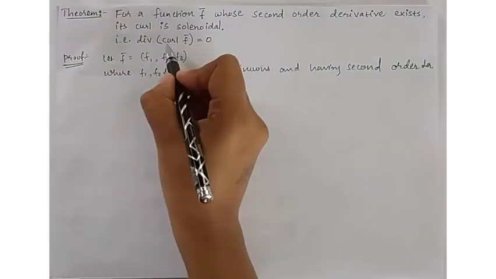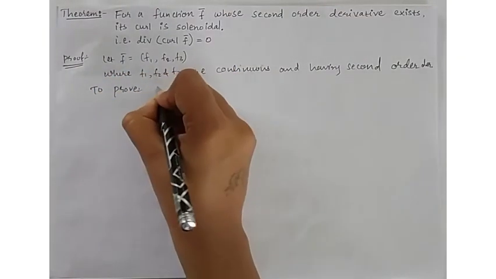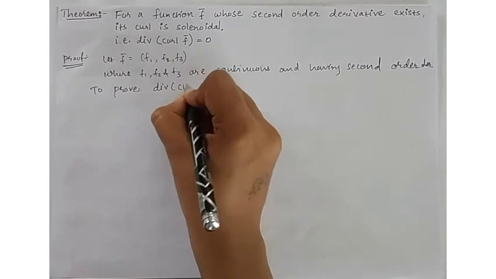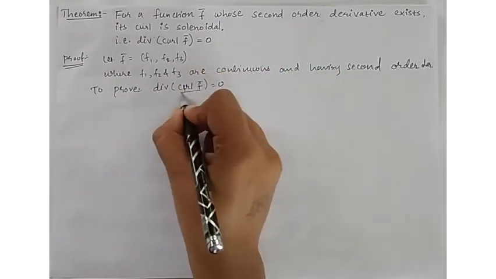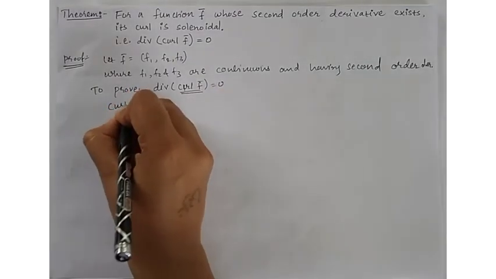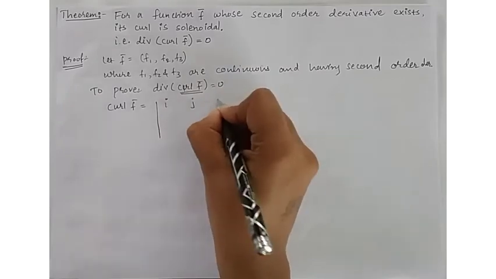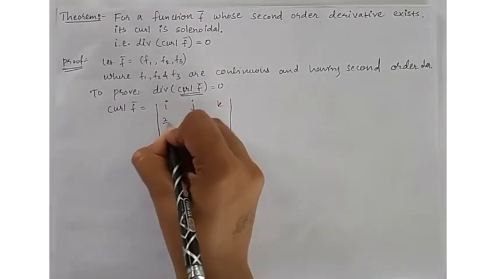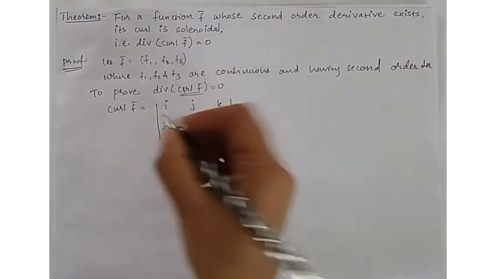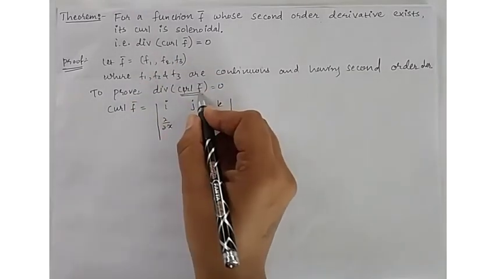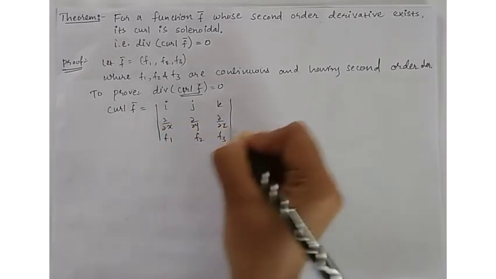So now first we are to prove divergence of curl F bar is 0. First we have to find curl F bar. So curl F bar is by definition the determinant of i, j, k, del by del x, del by del y, del by del z, and the components of this function F bar, that is F1, F2 and F3.